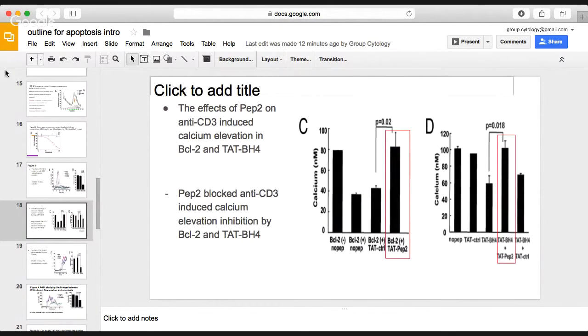They also investigated the peptide 2 reversal effect on the anti-CD3 induced calcium elevation. Parts C and D showed a histogram of various peptides and calcium elevation peaks. Peptide 2 blocked the inhibition of the anti-CD3 induced calcium elevation by both BCL2 and TAT-BH4, both shown in red.